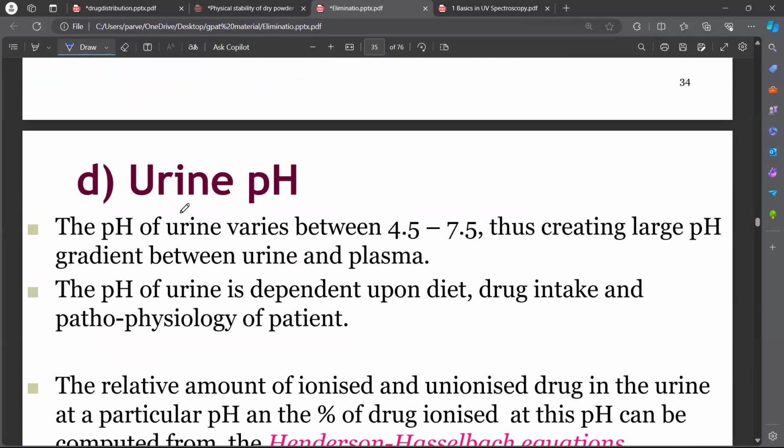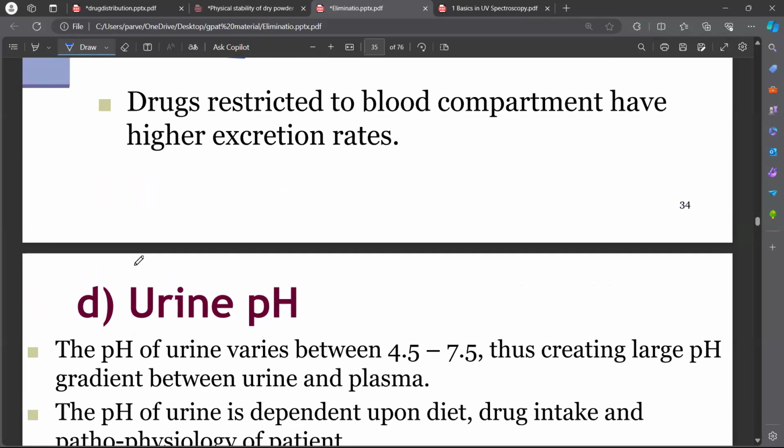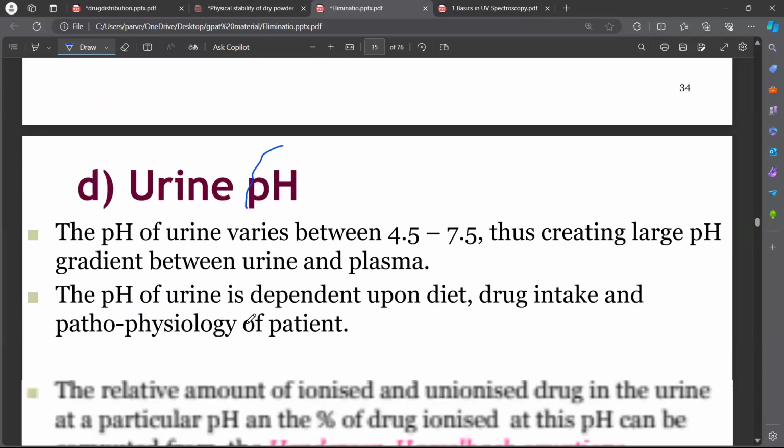So basically, this is the urine pH, which depends upon the pKa of the drug. Which equation is used to determine the concentration, the percentage ionized and unionized, by using the values of the pH and the pKa? Henderson-Hasselbalch. Great, guys. Great.